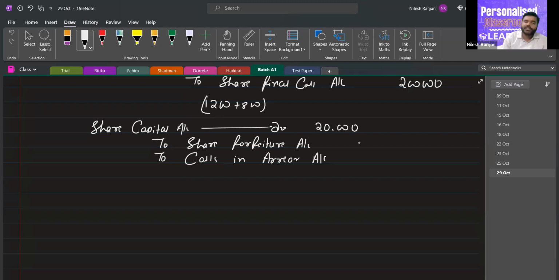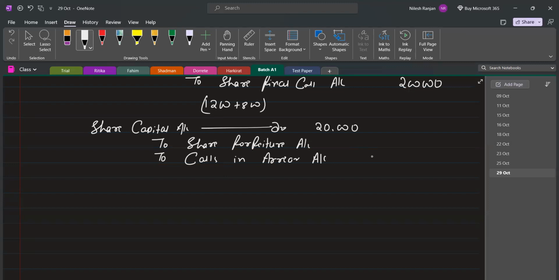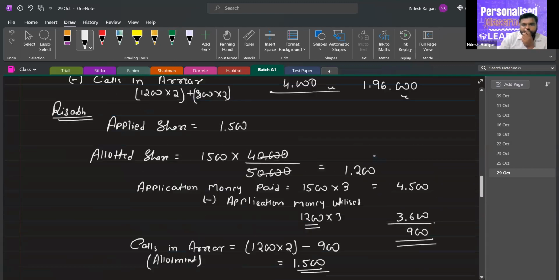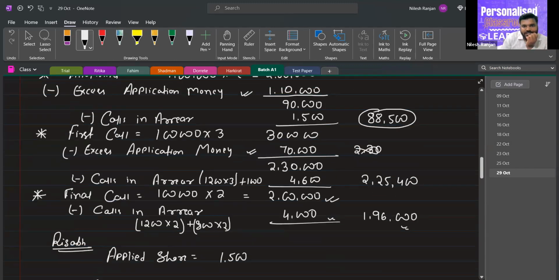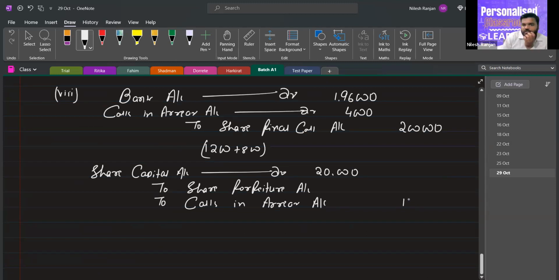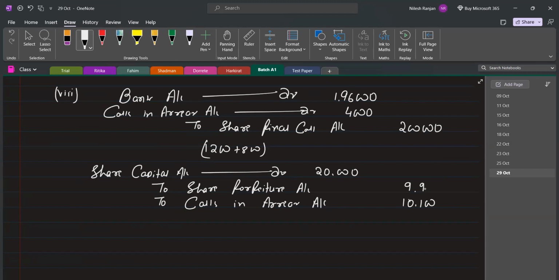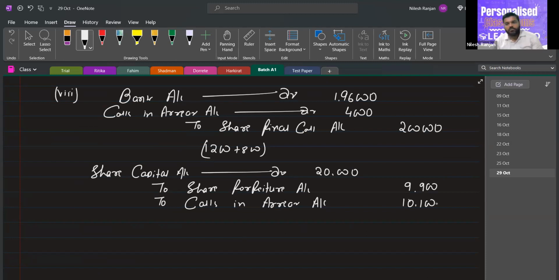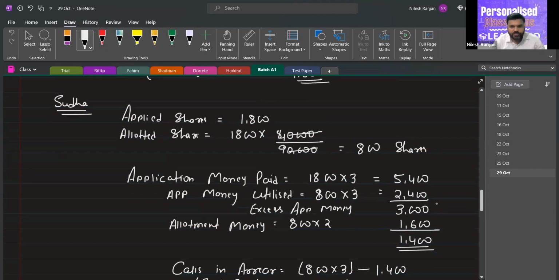Sir, the calls in arrear would be 12,100, right? 12,100. 4,000 here, 4,600 here, and 1,500 here. So it is 10,100. Yeah, 10,100. 10,100 will be calls in arrear. And we have received 9,900. Yes, 9,900. Now we can check this by seeing the calculation here.